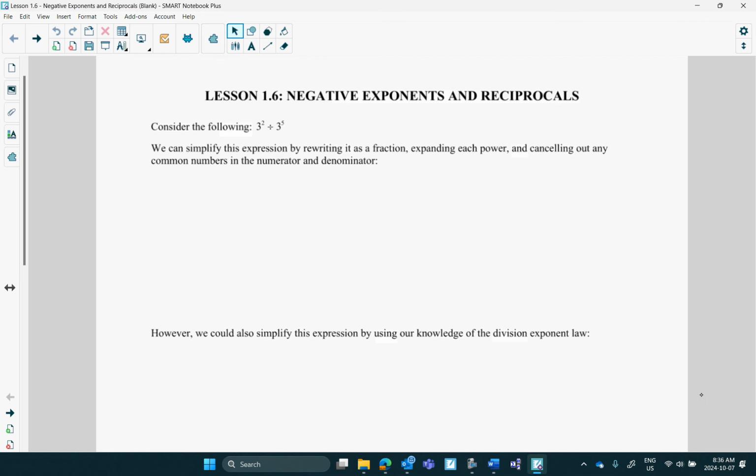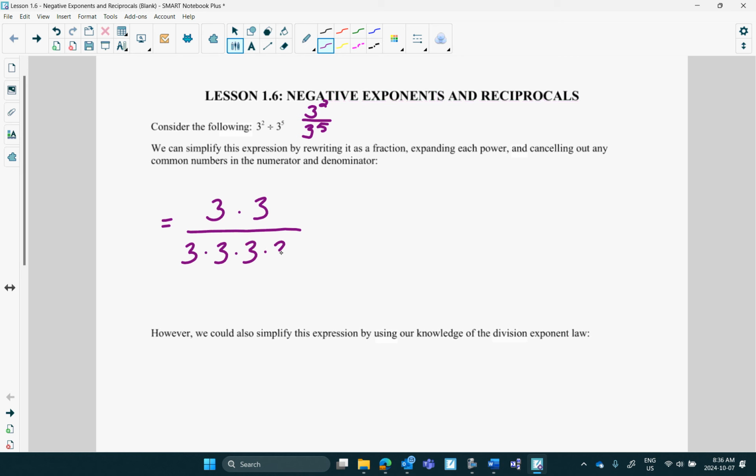consider this, or it could be written like that too. Well, we could expand it out. 3 squared is the same as 3 times 3 over 3 to the 5th, which is 3 times 3 times 3 times 3 times 3.